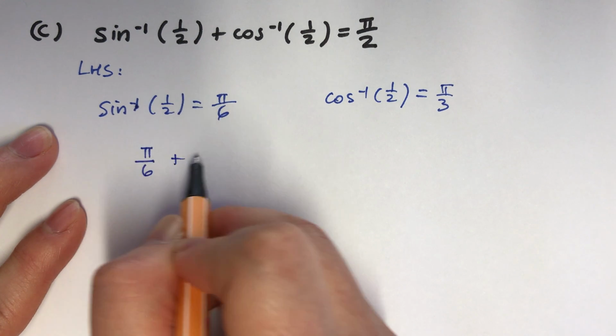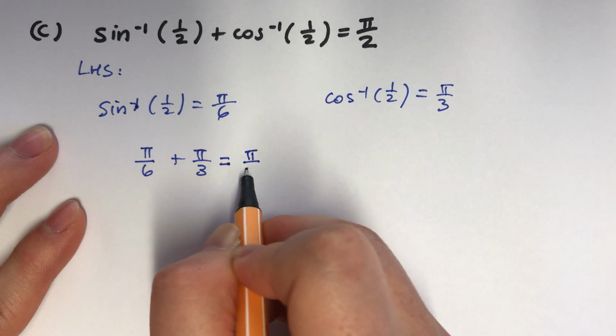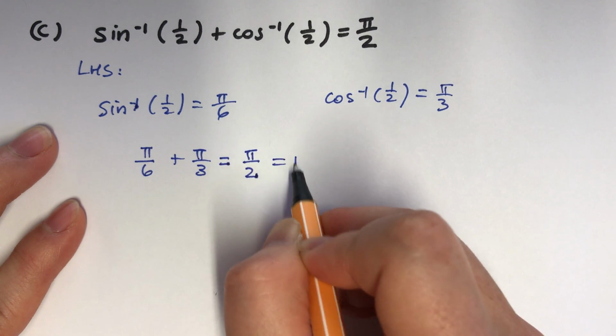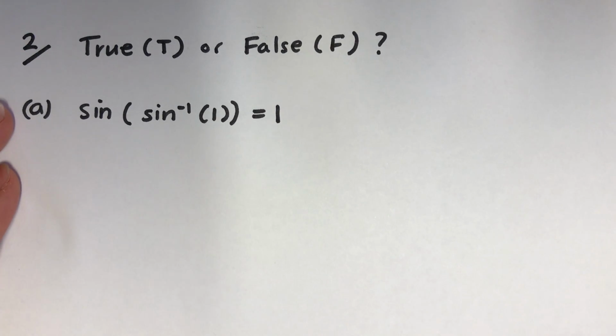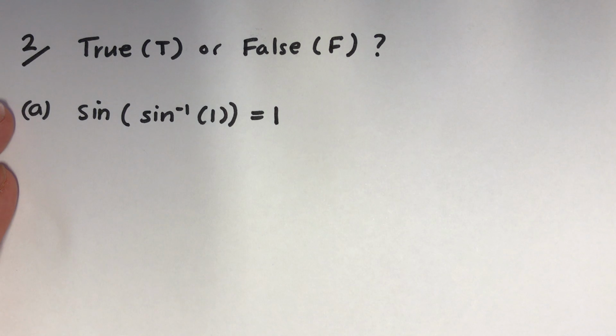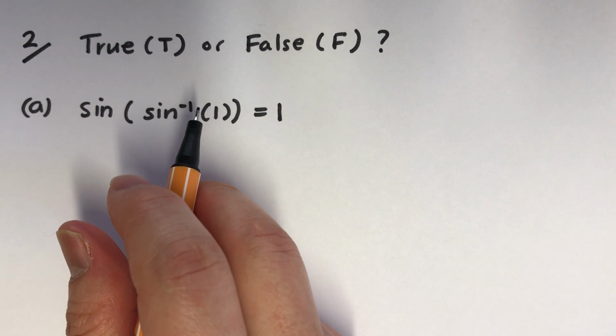Left hand side, you do that, you get pi over 2, which is same as right hand side. Okay, that was not bad. Now it's a true or false question. Let's have a look whether it's true or false on this one.